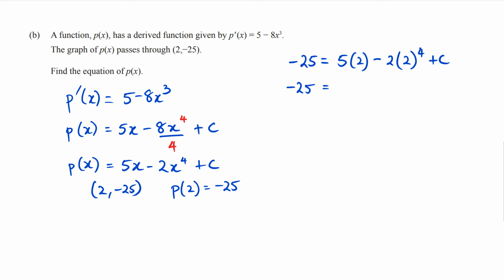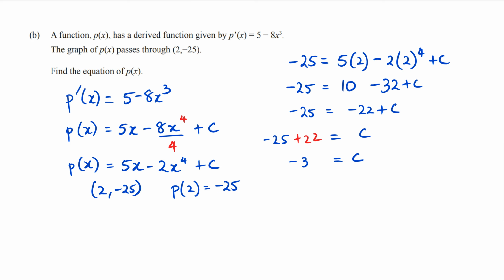So we got -25 equals 10 minus 32 plus c. We got -25 equals -22 plus c. And then c is equal to -25 plus 22. So you're going to get c is equal to -3. So then we can say that p of x is equal to 5x minus 2x to the power of 4 minus 3. Now this question here, as much as it seems long, it's not a hard, like a merit question. I mean, it's simply integrating and finding the c value, so it will definitely be an achieved question.